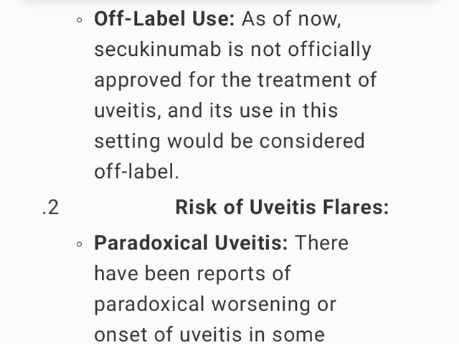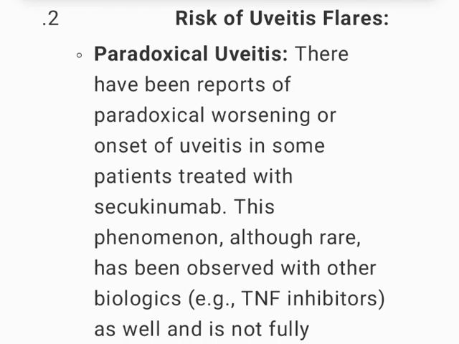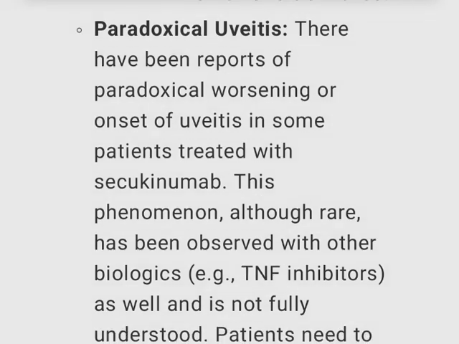Off-label use. As of now, secukinumab is not officially approved for the treatment of uveitis, and its use in this setting would be considered off-label. 2. Risk of uveitis flares, paradoxical uveitis. There have been reports of paradoxical worsening or onset of uveitis in some patients treated with secukinumab.